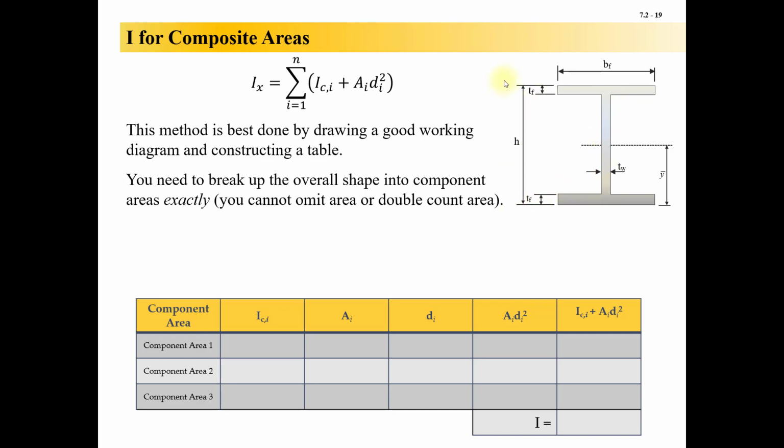You can't use the total h. The height of this rectangle right here would be h minus tf, for instance. You cannot double count area. Your table is going to have as many rows as you have component areas.